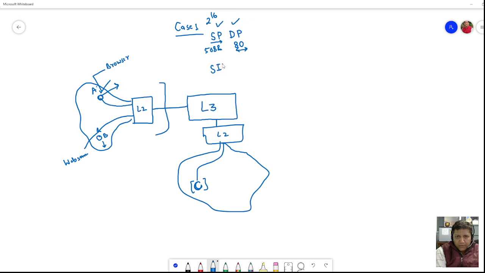Now source IP and destination IP. Let's assume that A knows the IP of B. Suppose A is 192.168.10.38 and B is 192.168.10.47. So we know the source IP and destination IP. So this is done. Source MAC.